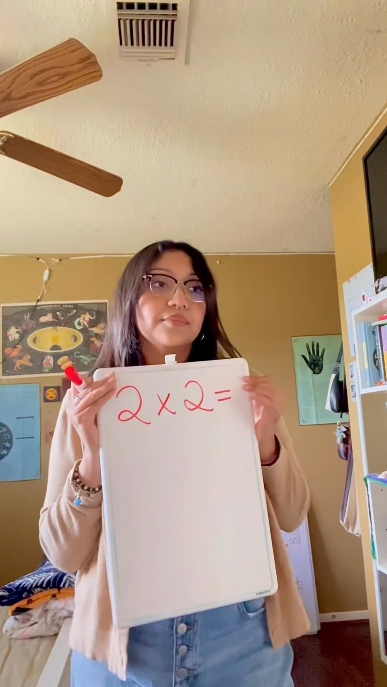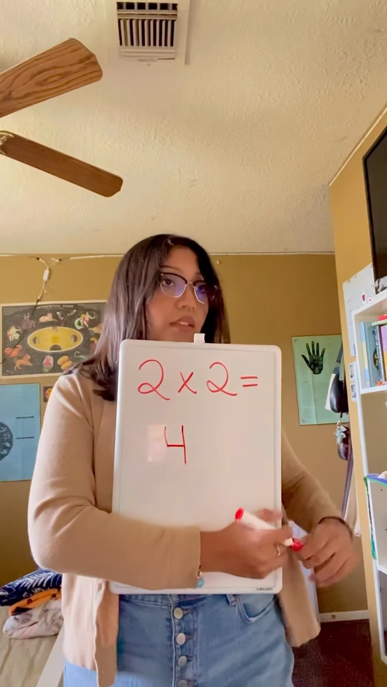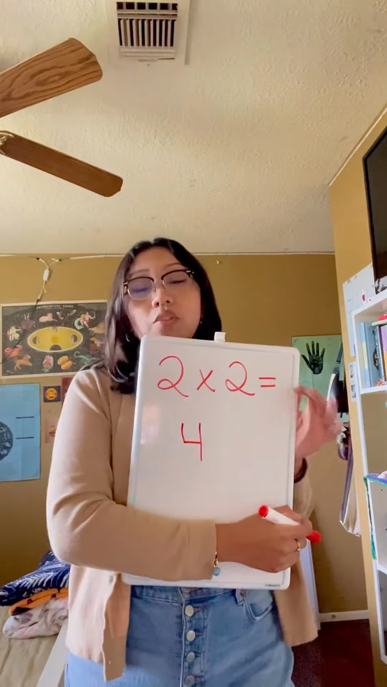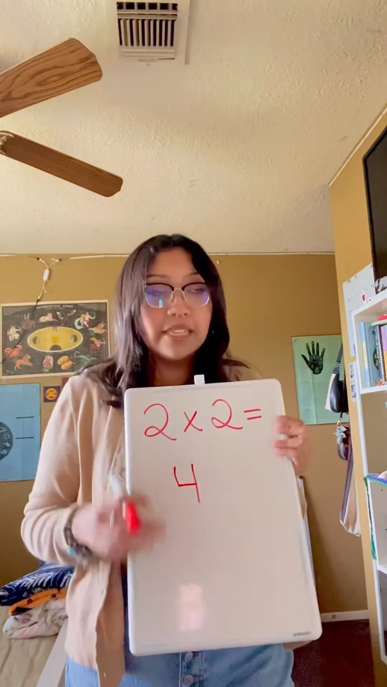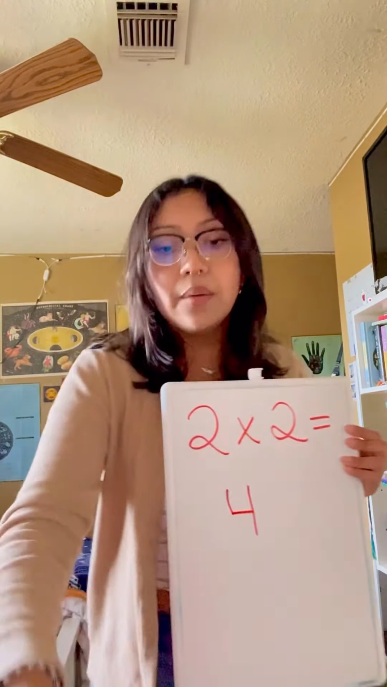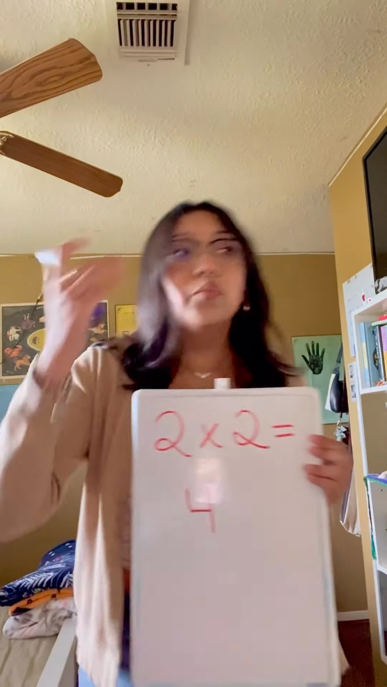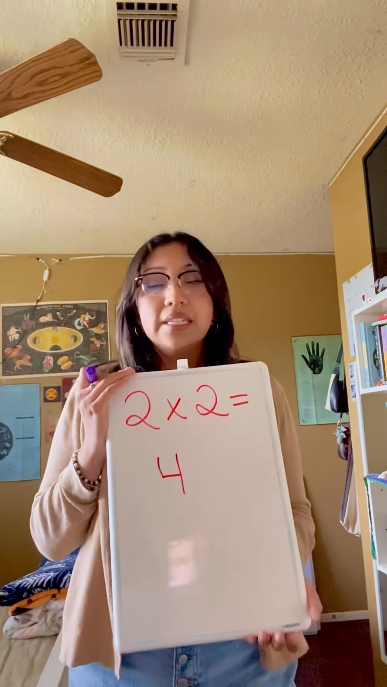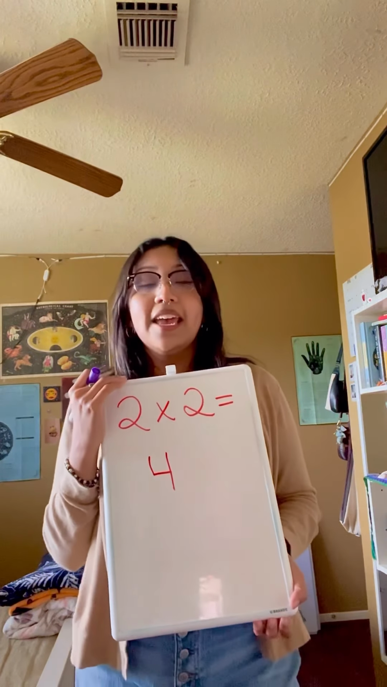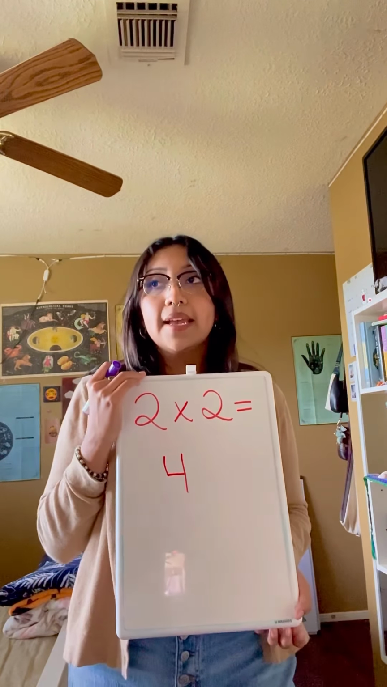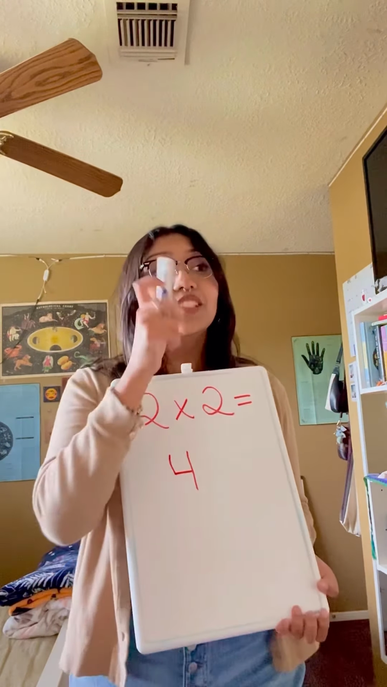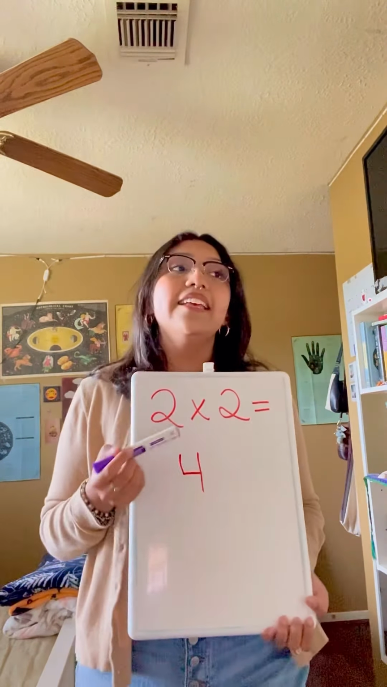Okay, how did you get that answer? Okay, so you did get the right answer. 2 times 2 is 4, so good job. But the way you did it is the wrong way. Okay, so can anybody tell me why Amy did it the wrong way? Yes? Yes, correct, because she added.